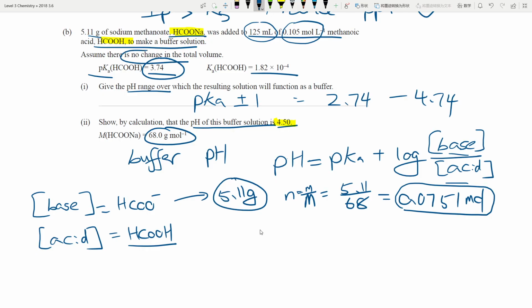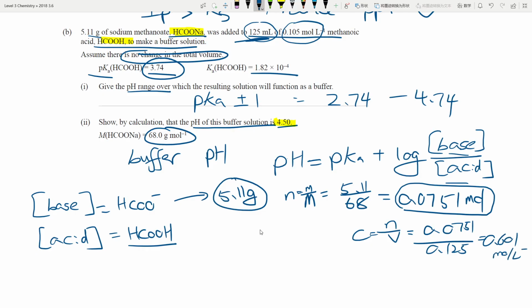They said that there's no change in the total volume, so the volume is 125 mL. So the concentration equals n divided by V. So it's going to be 0.0751 divided by 0.125 liters, which is 125 mL, and this is 0.601 moles per liter. That's why this particular clue is really important. No change in the total volume, so you can use the 0.125 from the question, because that's how much liquid you have. Okay, so my HCOO minus concentration is 0.601, and then HCOOH concentration, which is just in the question, is 0.105 mole per liter.